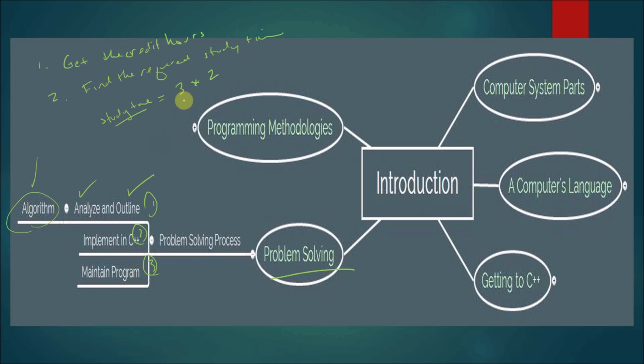So if you're taking 3 credit hours, you should typically study 2 hours for every credit hour. So the total study time is 6 hours per week, in addition to the time that you should be in class. So 6 plus 3 is 9 total. So therefore your study time in this case is 6. And that is your algorithm.